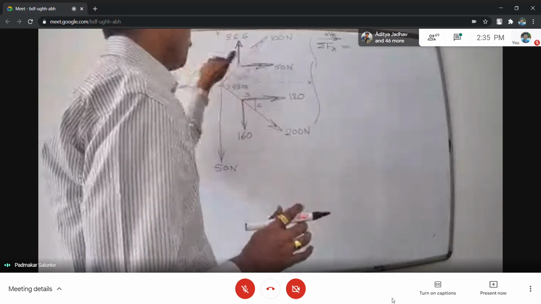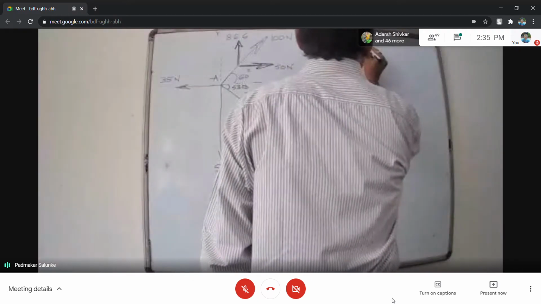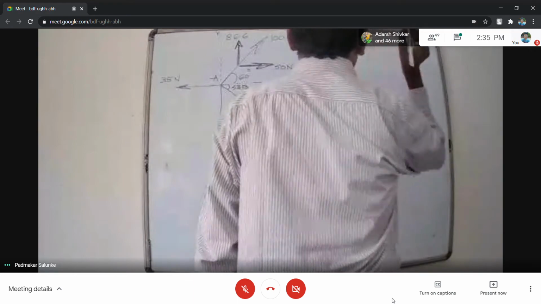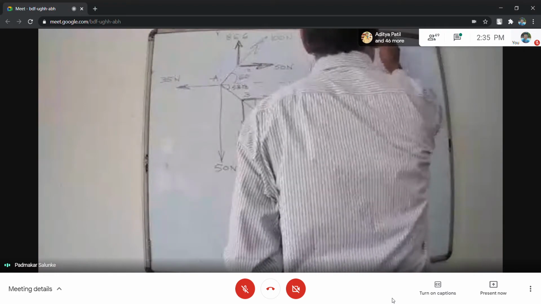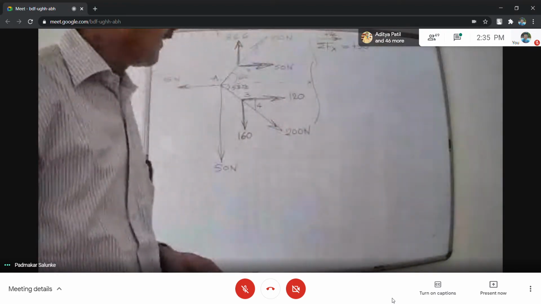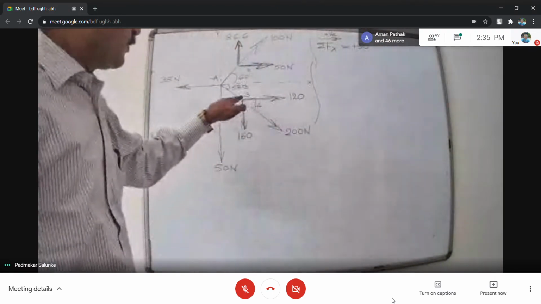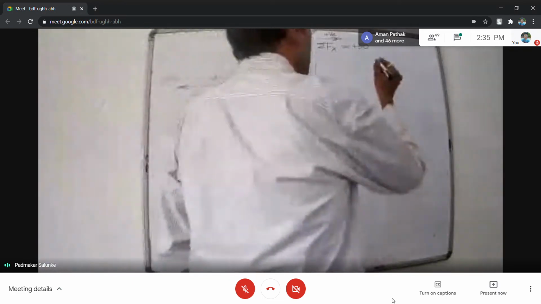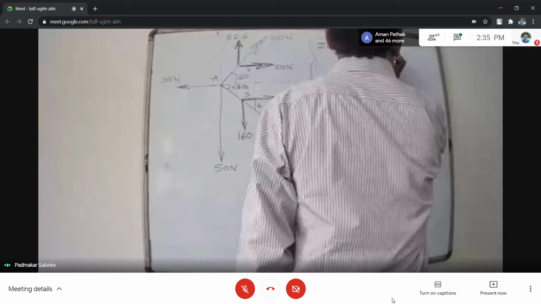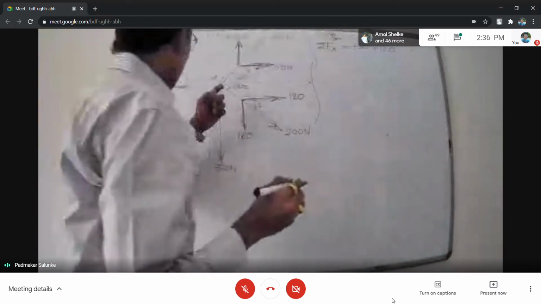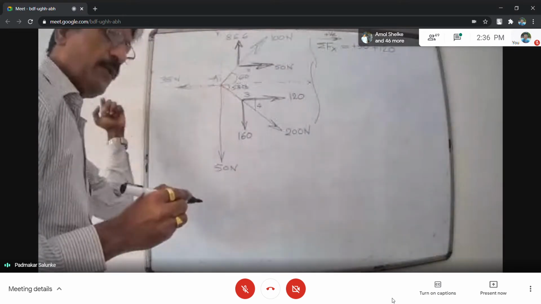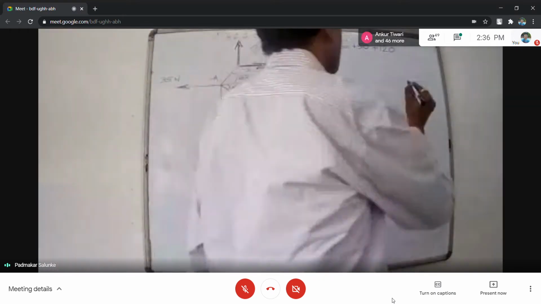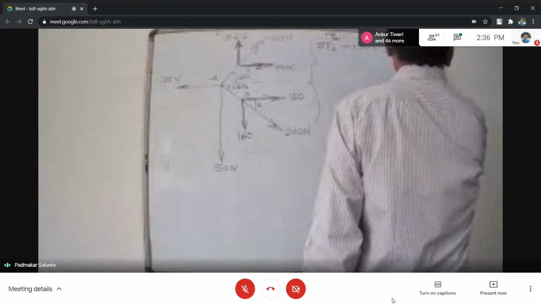This is acting to the right, so plus 50. Writing Newton every time is not required, just 50. Then it is plus 120. And this 35 is already to the left, so minus 35.